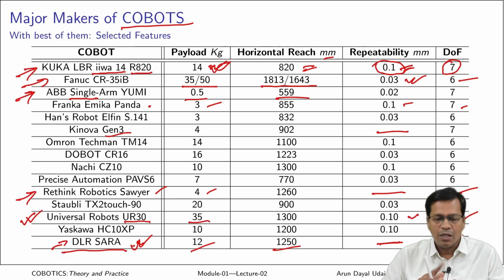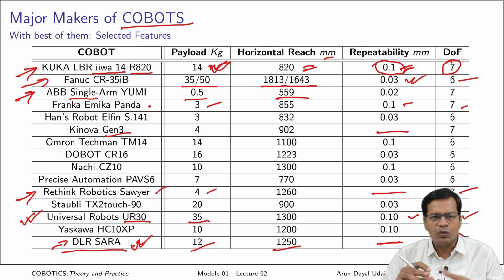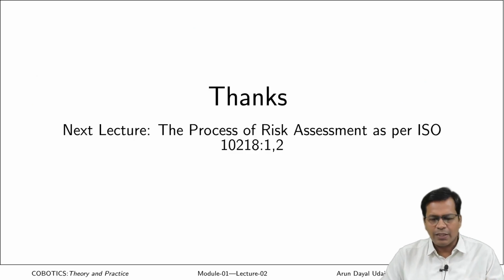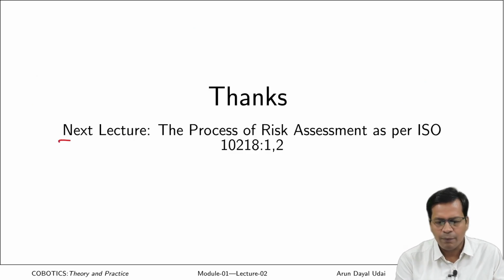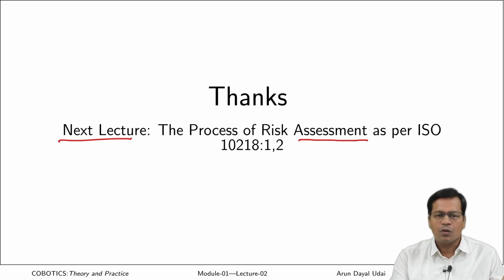So in today's class you have learnt about biomechanical limits, various standards, and collaborative modes. That's all for this lecture. In the next lecture we will be discussing the process of risk assessment, why it is important, and how it is done as per ISO 10218 parts 1 and 2.